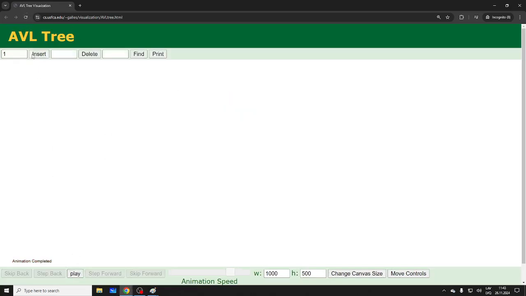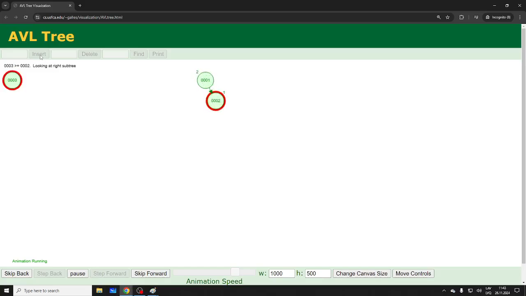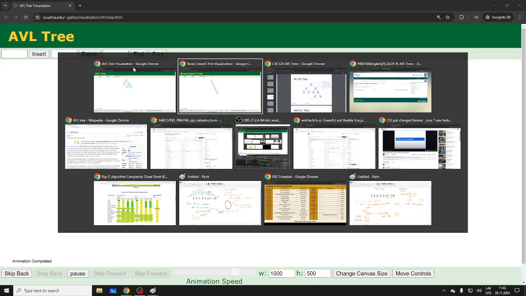So I'll do this 1. Then I'll place 2, and we already know right here 3, then 4. This is allowed, right? And we know 5 is going to be inserted, like this. This is an AVL tree. Very good. So we had 2 rotations, right? We had 2 rotations here.